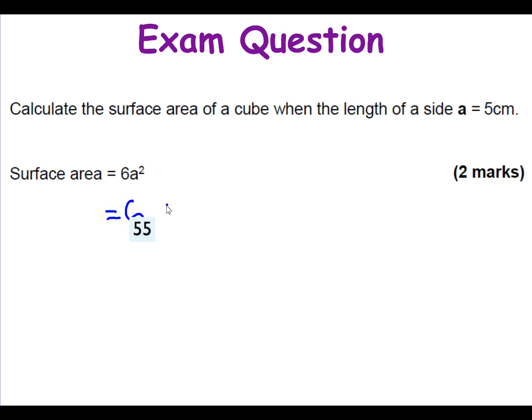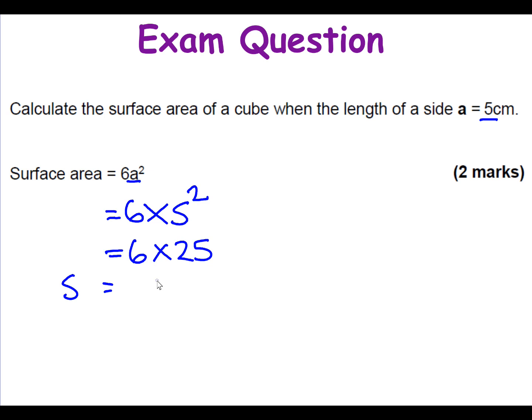6 next to the a means 6 times a, and we know that the letter a is the number 5, so it's 5 squared. So the surface area is 6 times, now don't forget BIDMAS, we do the index first, and 5 squared is 25. Remember our earlier lessons. So our surface area is 6 times 25.